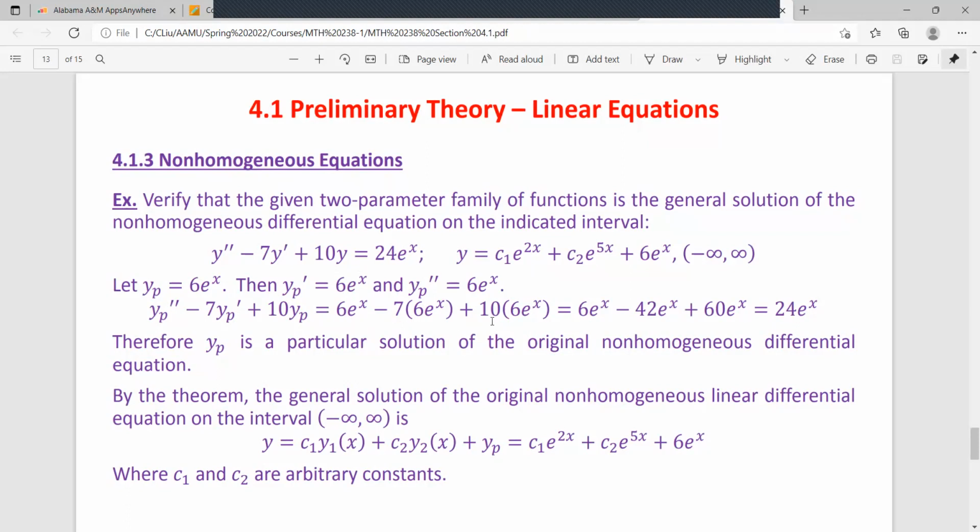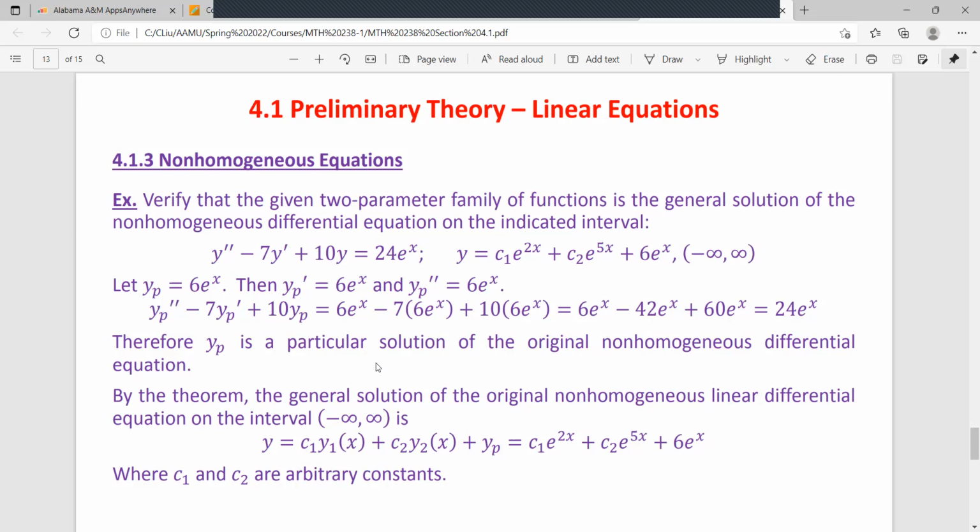Okay, just multiply all those numbers. 6 times 7 is 42, and 10 times 6 is 60. So we got 6e to the x minus 42e to the x plus 60e to the x. If you combine those terms, you're going to get 24e to the x, which is exactly the right hand side of the differential equation. So yp is indeed a particular solution of the original non-homogeneous differential equation. See? So we have done both the first part and the second part.